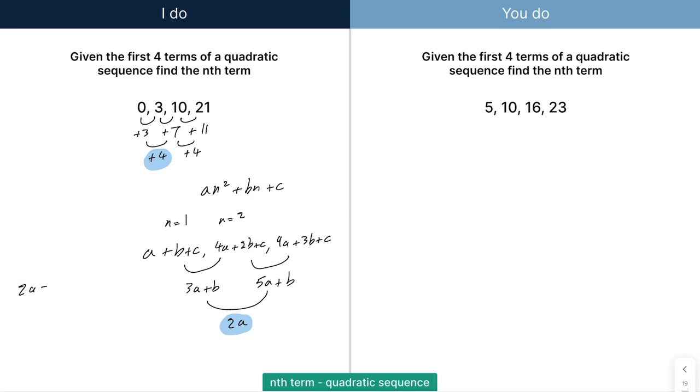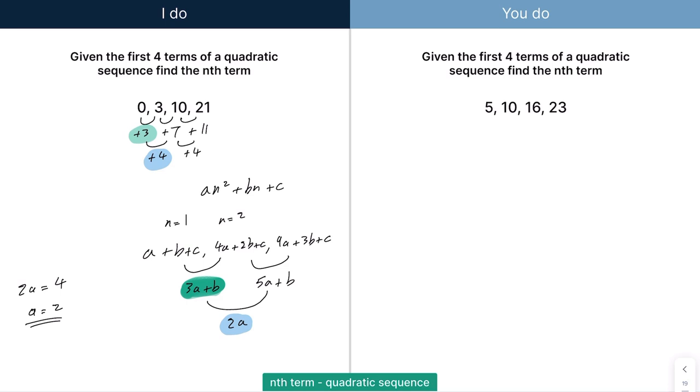So 2a is equal to 4. A is equal to 2. So we've solved a. Now we're going to use this bit. Let me just make sure I'm using the highlighter. We are now going to use the initial difference, which is that one there, and that, to find b.